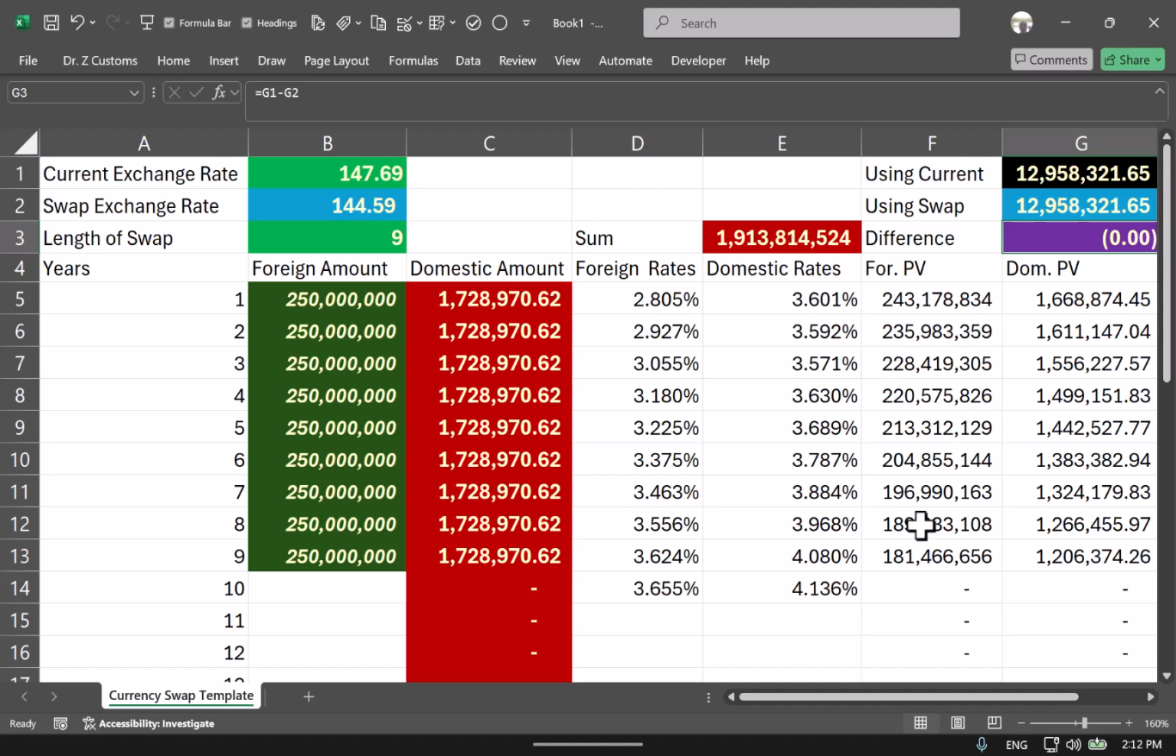With a currency swap deal like this, you go to your bank and say, this is what I want. We do a deal, and every year I'll give you a quarter billion yen. You give me 1.728 in dollars. We're done.